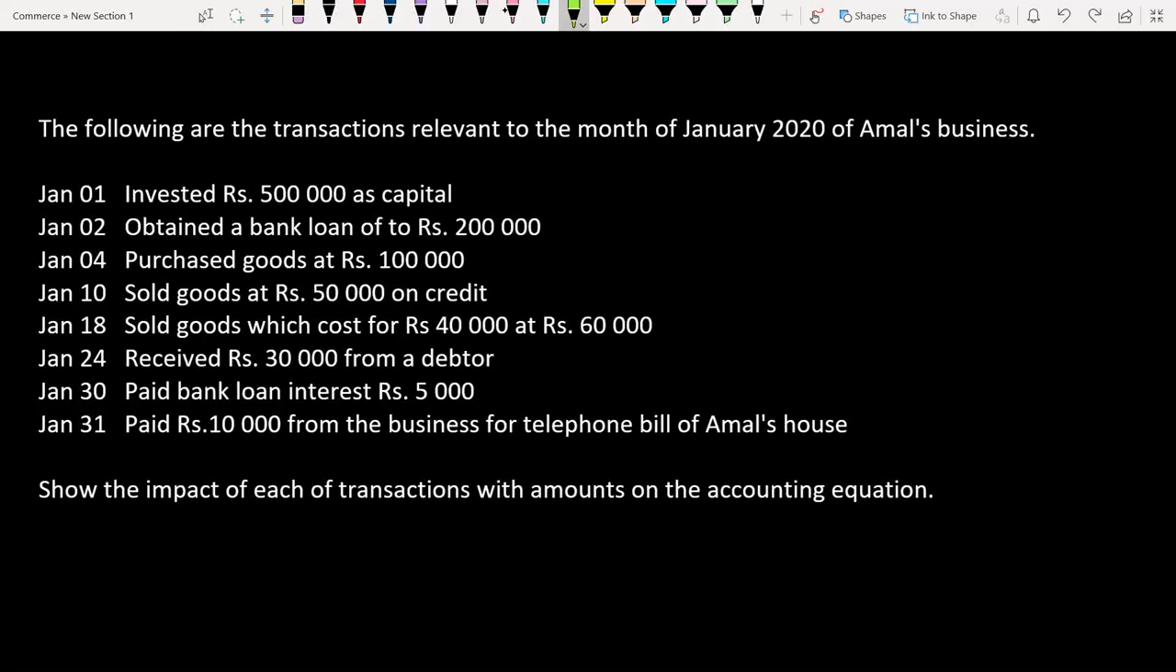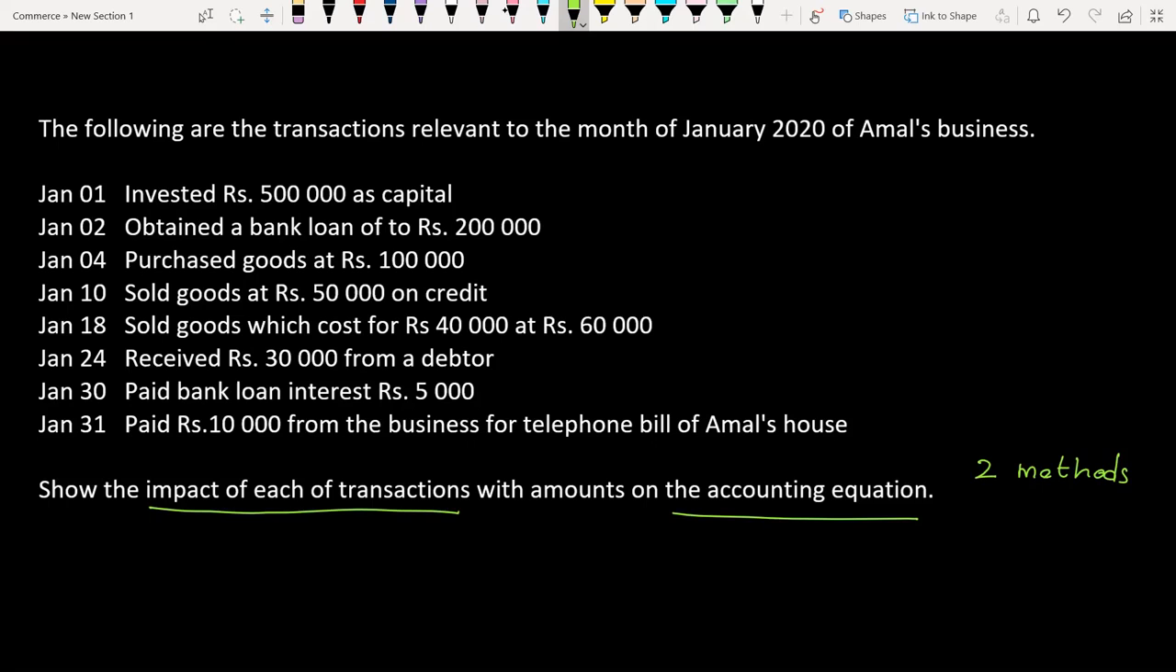In this video, I'm going to show you how to indicate the impacts of transactions on the accounting equation. There are two methods to show the impact of transactions. In this video, I use the second method, but make sure to watch the video that contains the first method. Okay, then let's take an example.